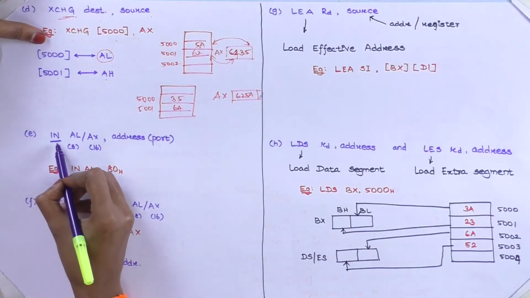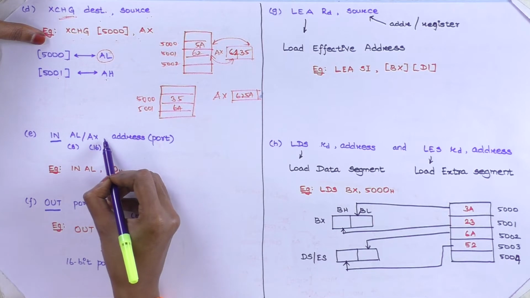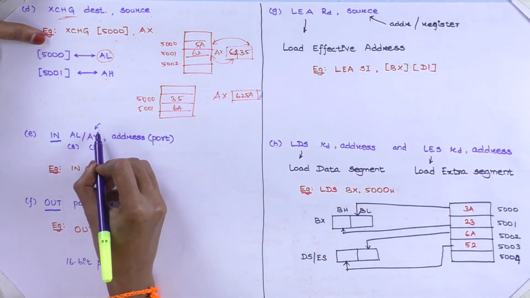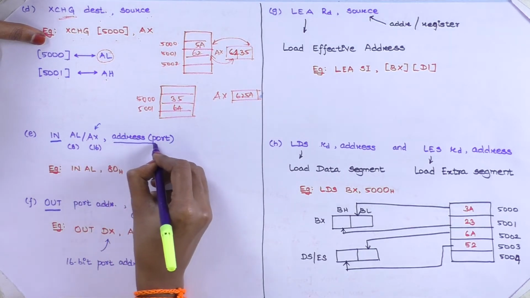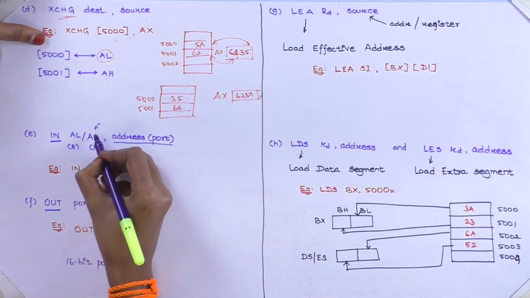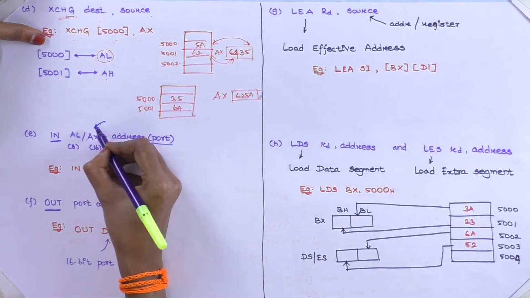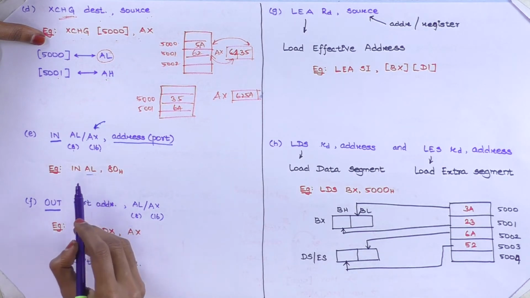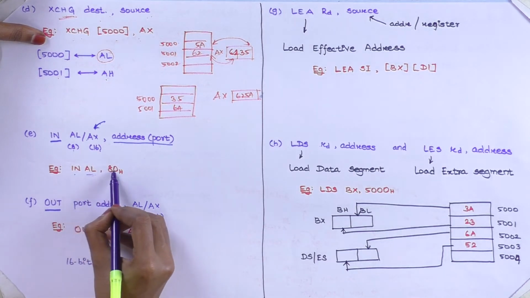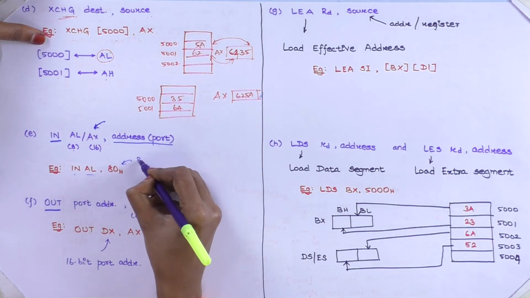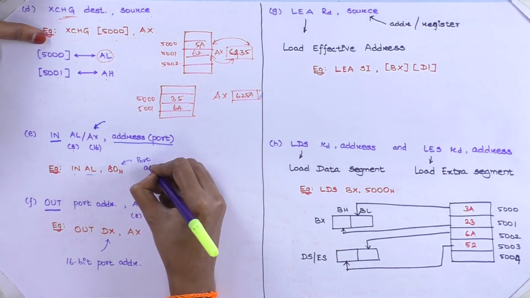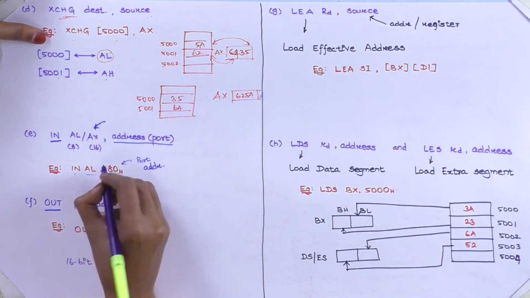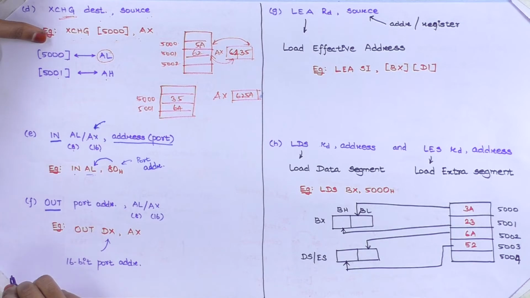So the in instruction will be like: you are supposed to give the accumulator register to which the value from the device will be stored, and then you have to mention the port address. This can be an 8-bit or 16-bit register. In the example I have taken an 8-bit register: in AL comma 80. Here 80 is nothing but the port address. From the port address 80, the processor will receive the value and store it in the accumulator register.